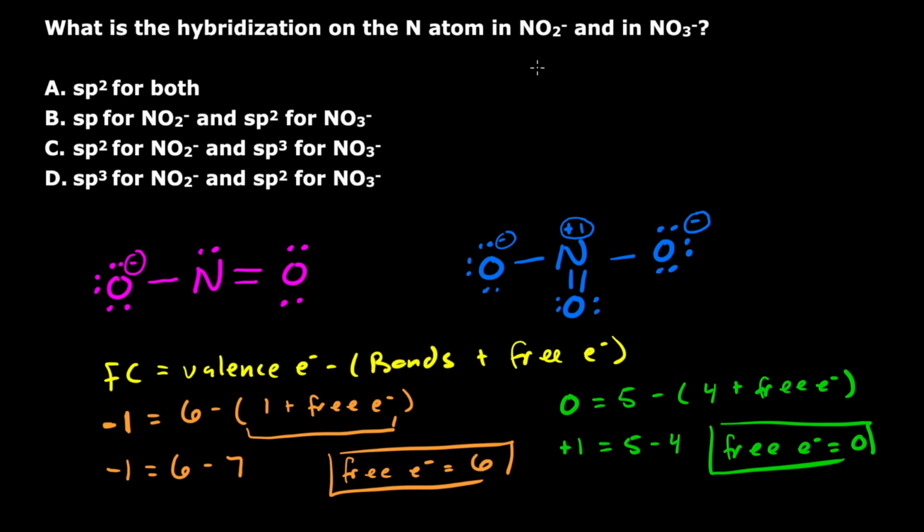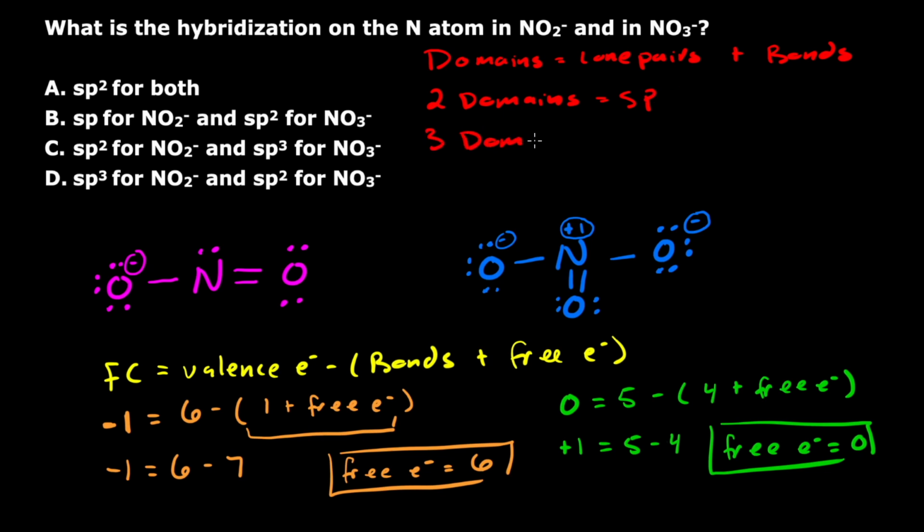And so what I'm going to do is count the number of domains. A domain is going to be the number of lone pairs plus the number of bonds. Those two things together are going to make up the domains. If I have just 2 domains, then the hybridization for that is going to be an sp. If I have 3 domains, then the hybridization is going to be an sp2. If I have 4 domains, then the hybridization is going to be an sp3.